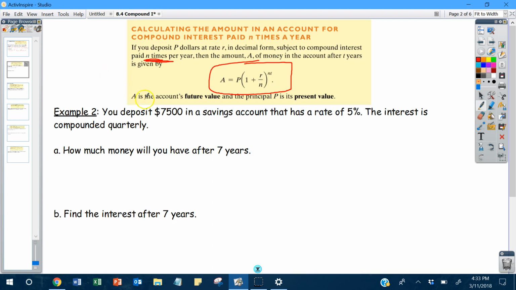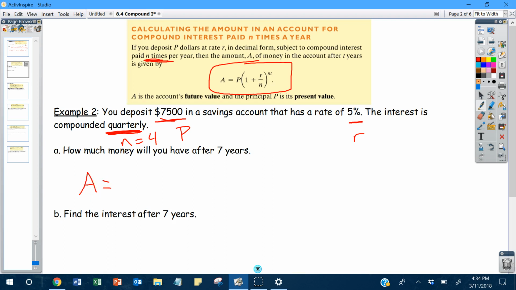So let's look at this next example. We deposit $7,500 into a savings account. That's going to be our P. We know that already. And the account has an interest rate of 5%. That's going to be our R. The interest is compounded quarterly, so this means that it's going to be compounded 4 times a year. So once a quarter, 4 times a year. And with those 3 numbers, I believe I can calculate my future value pretty easily.